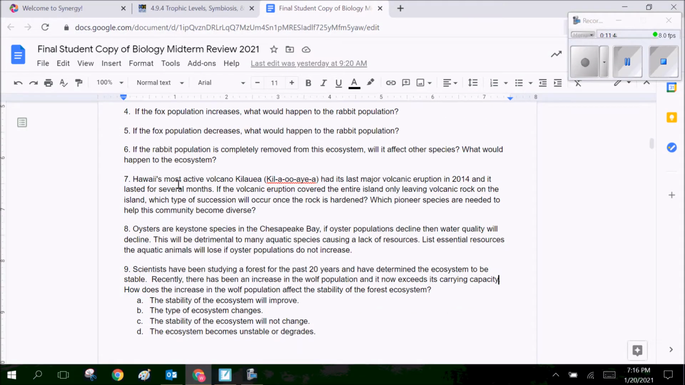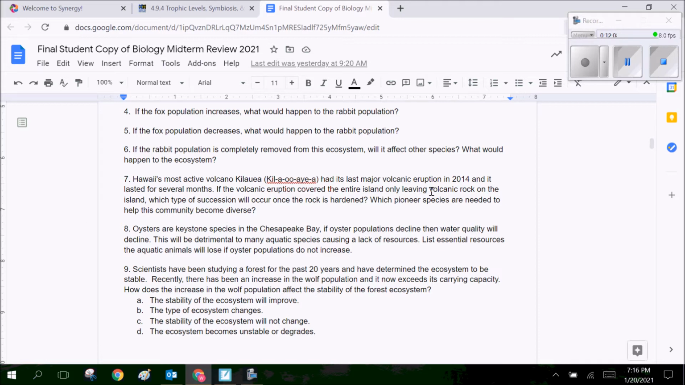Okay, Hawaii's most active volcano, Kilauea, had its last major volcanic eruption in 2014 and lasted for several months. So the volcanic eruption covered the entire island, leaving only volcanic rock on the island. Which type of succession will occur? What pioneer species are needed?